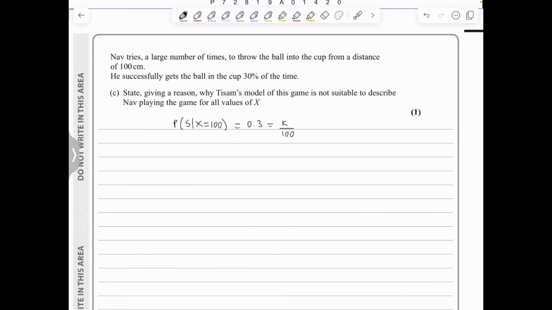This means that K turns out to be 30, and if I go to apply this, for example, for X equal to 20, the probability of S given X should be K over 20, and we have just found K to be 30. So this is giving 30 over 20, which is obviously greater than 1, which is not valid, and therefore we conclude that the model is not suitable.